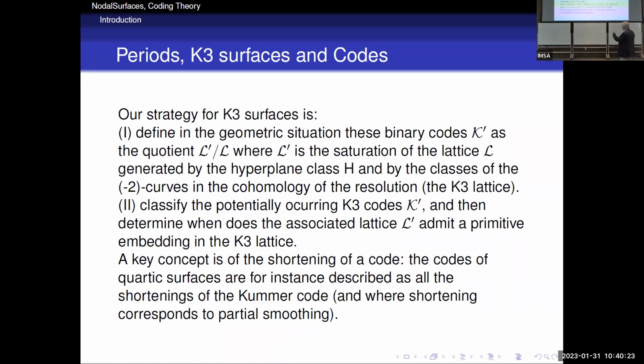Given, for instance, a nodal K3 surface, K prime is defined as the quotient L prime over L, where L prime is the saturation of the lattice L generated by the hyperplane class H and by the classes of the -2 curves, which are in the cohomology of the resolution. And of course, if it is a K3 surface, this will be called the K3 lattice lambda.